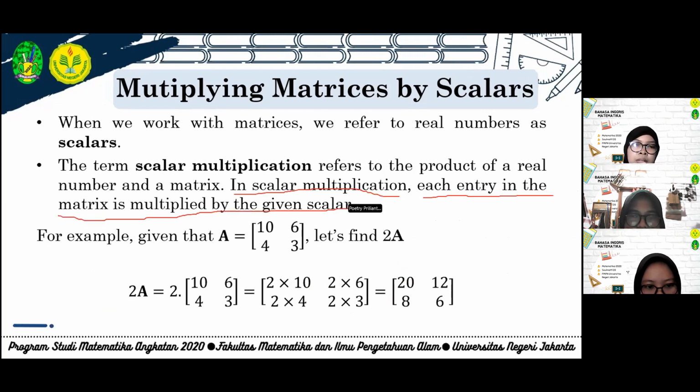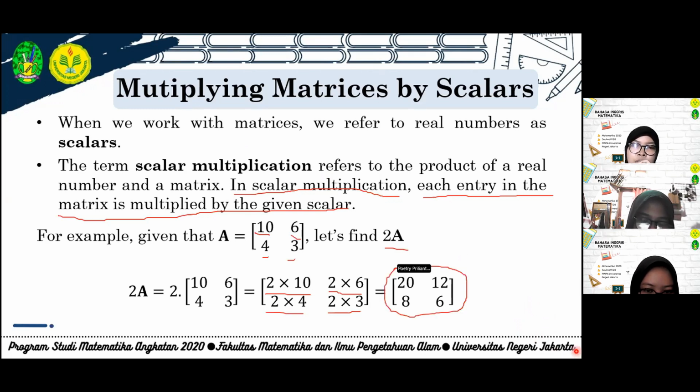For example, we have a matrix A with the elements 10, 4, 6, and 3. Let's find 2 times matrix A. We can see that every element in matrix A, we multiply by 2. Like this, you can see it. And after that, the result is the matrix with the elements 20, 8, 12, and 6. Okay, next.